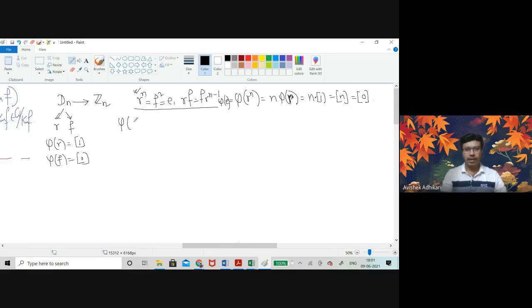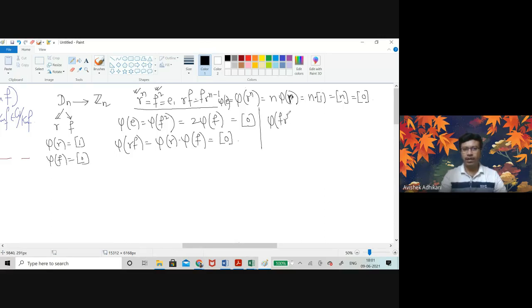Now let's see what happens with phi of e equal to phi of f squared. This is 2 times phi of f, and phi of f is already 0, so that becomes 0. So this property is also satisfied. And now let's check the next property. So phi of rf, if it were a homomorphism, would be phi of r times phi of f, and since this is 0, ultimately this is 0, interestingly. On the other hand, what happens with phi of f r to the power n minus 1, that becomes phi of f plus n minus 1 times phi of r.